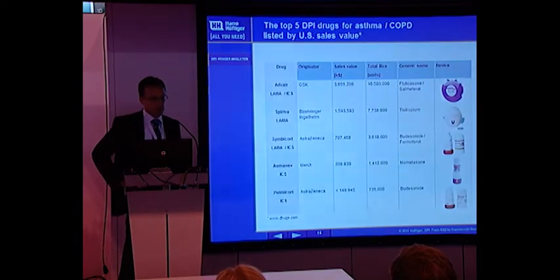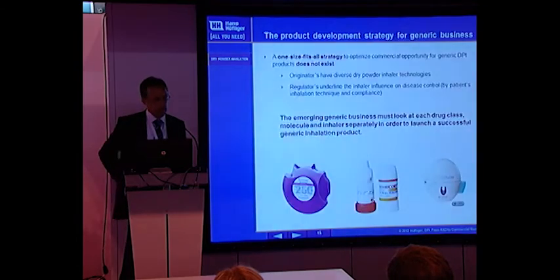So everybody knows Seretide is a very big product. In the US, it achieves sales in excess of 3 billion US dollars. And worldwide, it's published that GSK earns 8 billion US dollars only with one product. And there are a number of units of 50 to 70 million units per year involved. And so this becomes a very attractive target to the generic industry.